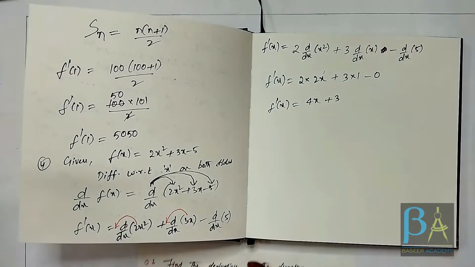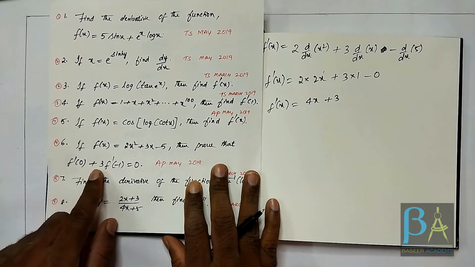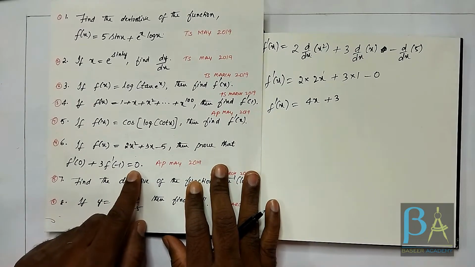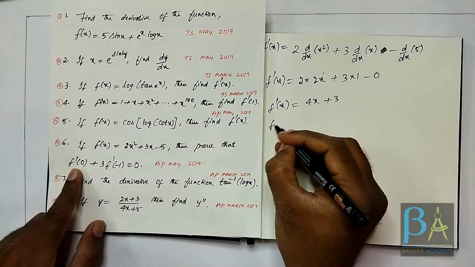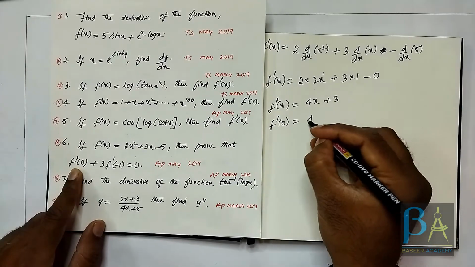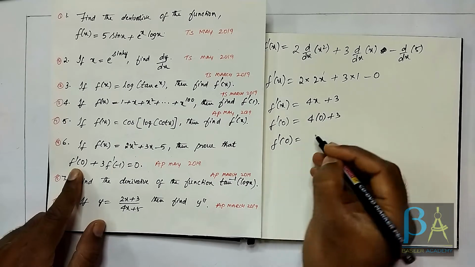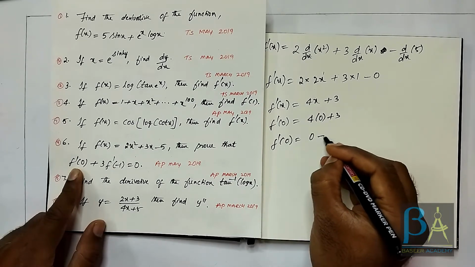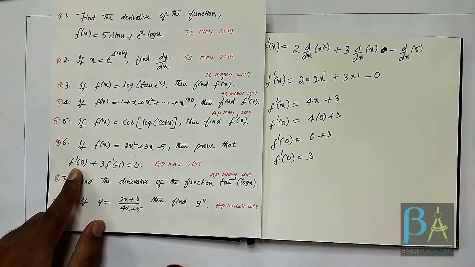What am I supposed to find out? I am supposed to prove f dash of 0 plus 3 times f dash of minus 1 is 0. Let me first find out f dash of 0. How do you get f dash of 0? In place of x, you have to write a 0. So on the right hand side also, in place of x, I'm going to write 0. f dash of 0 is going to be 4 into 0 is 0 plus 3 as it is. So f dash of 0 is 0 plus 3, which is 3.